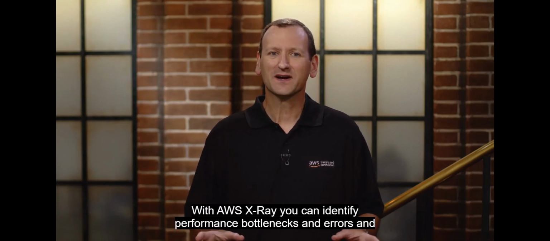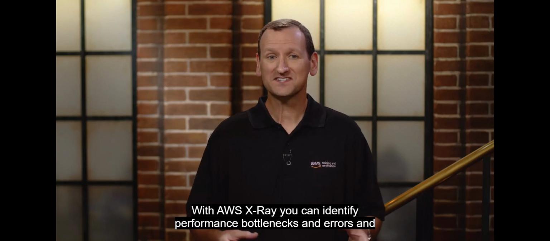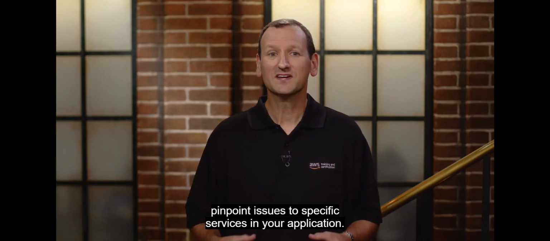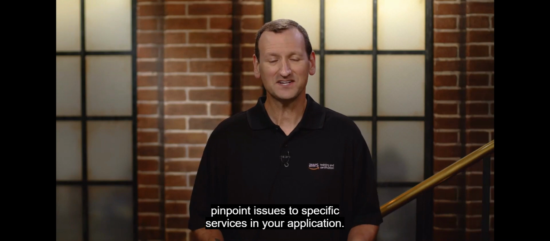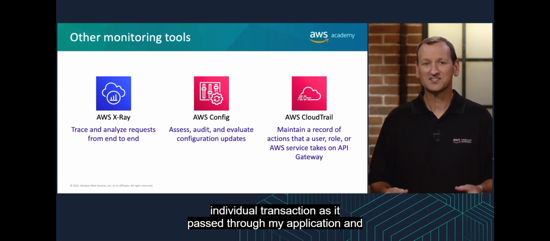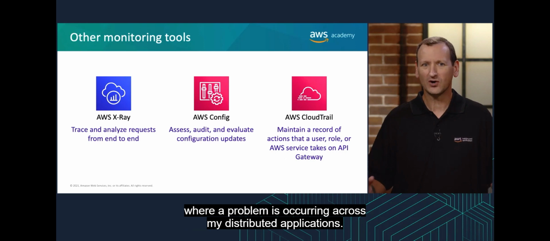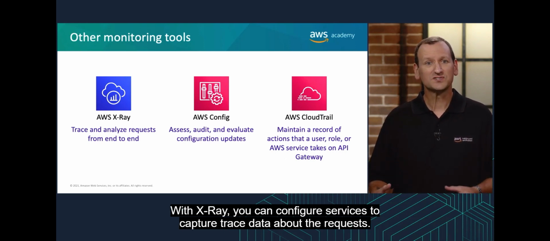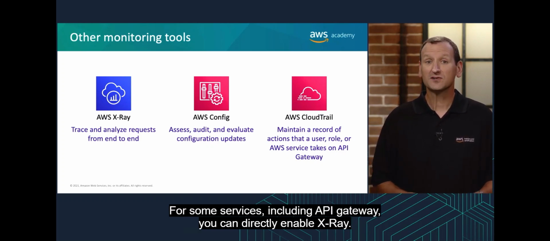With AWS X-Ray, you can identify performance bottlenecks and errors and pinpoint issues to specific services in your application. X-Ray helps you answer questions such as, what is the breakdown of this individual transaction as it passed through my application? And where are problems occurring across my distributed application? With X-Ray, you can configure services to capture trace data about the requests. For some services, including API Gateway, you can directly enable X-Ray.